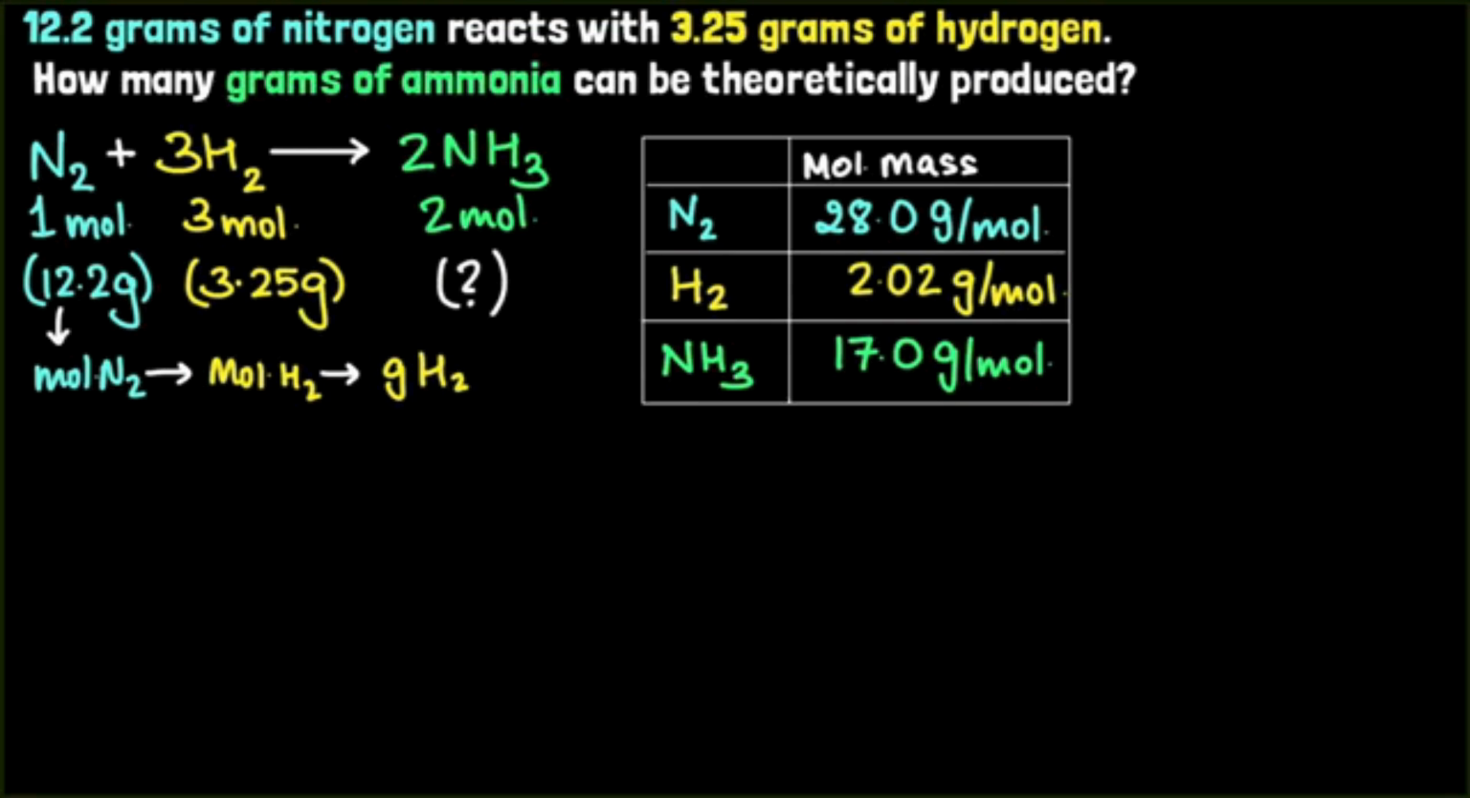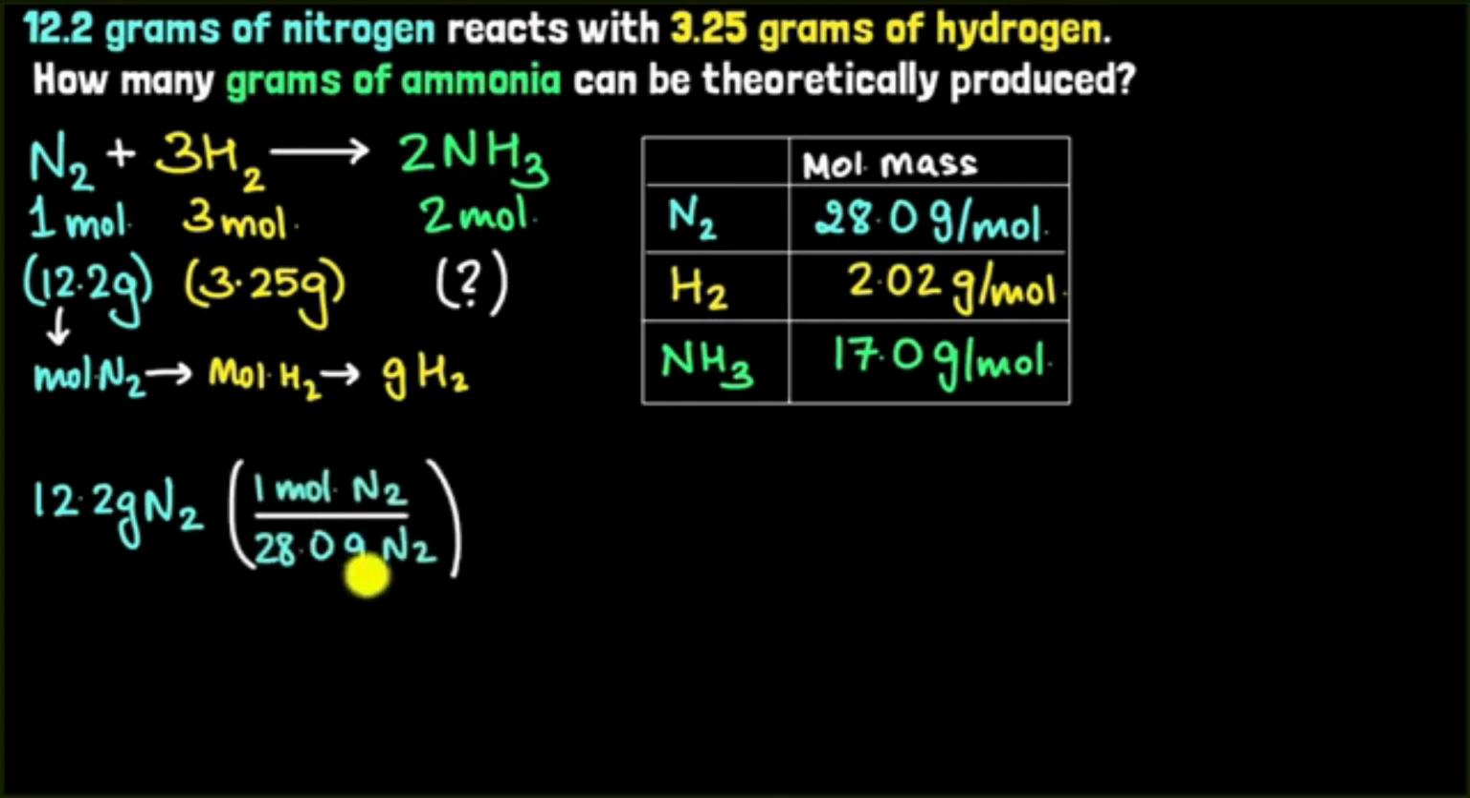So we start with what is given to us, 12.2 grams of nitrogen. To convert it into moles of nitrogen, I'm going to use this. I need moles on the numerator, and I need to cancel out the grams in the denominator. So I'm going to write this as 1 mole of nitrogen per 28 grams of nitrogen. And so now I can cancel out the grams, dimensional analysis. Okay, now I have moles of nitrogen.